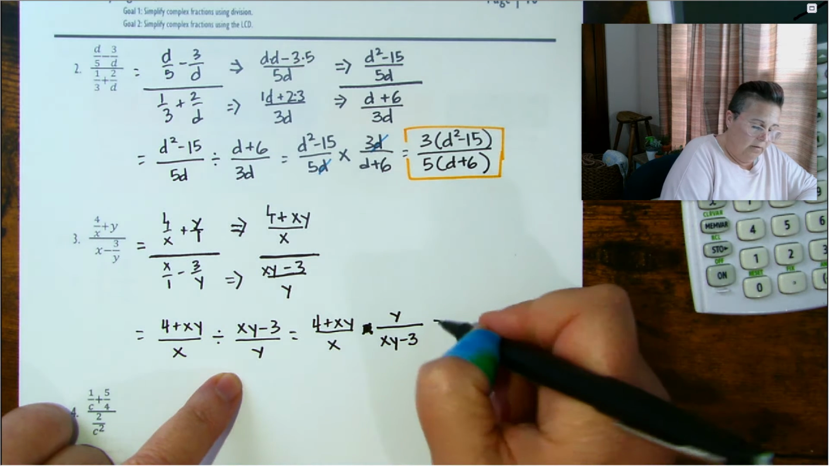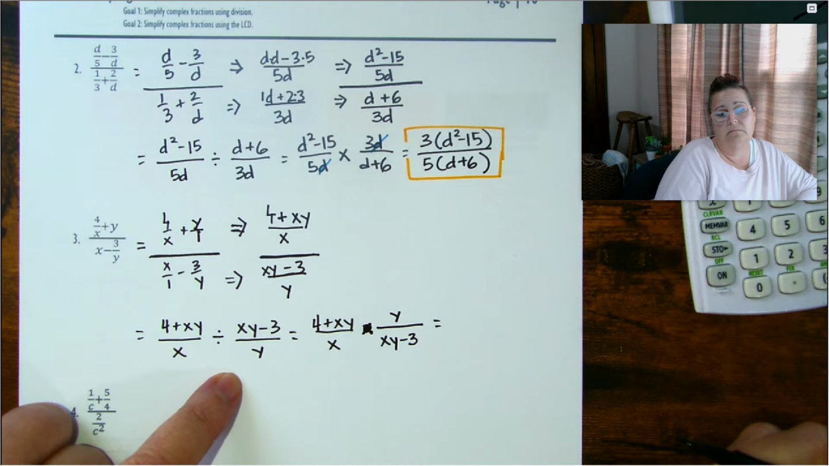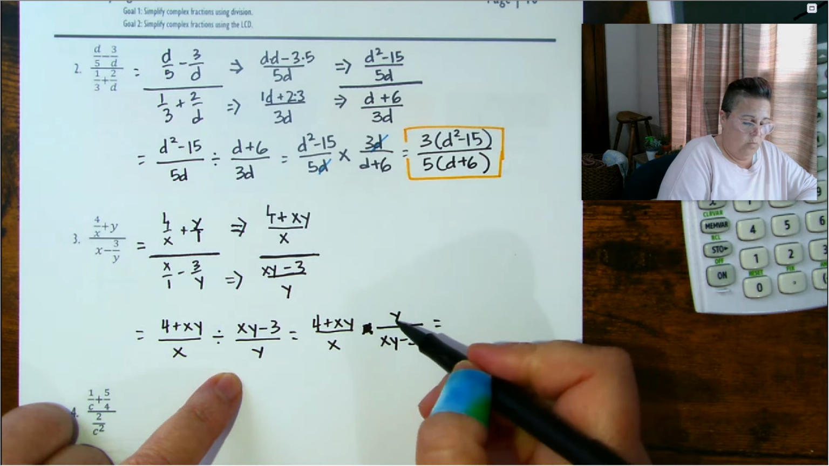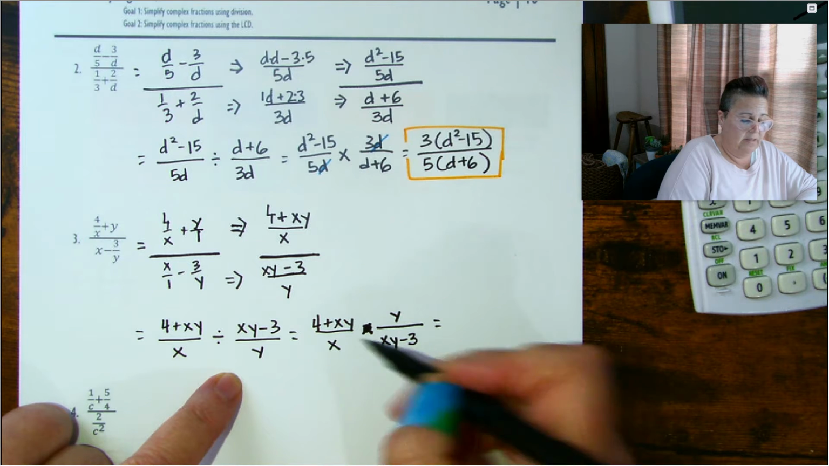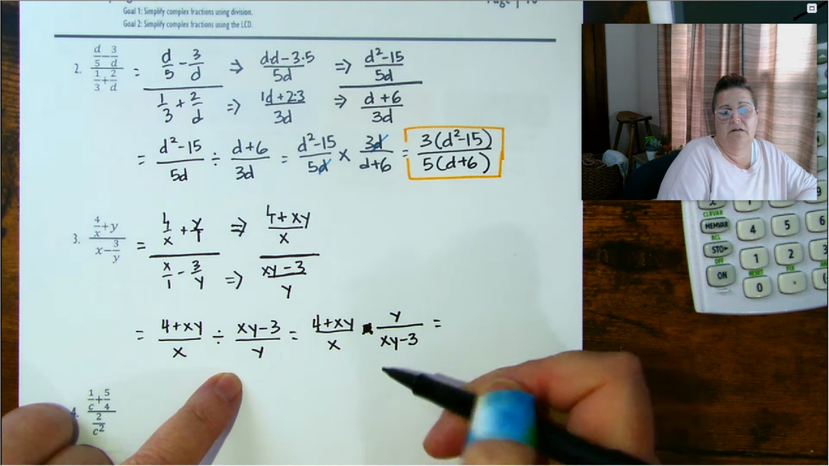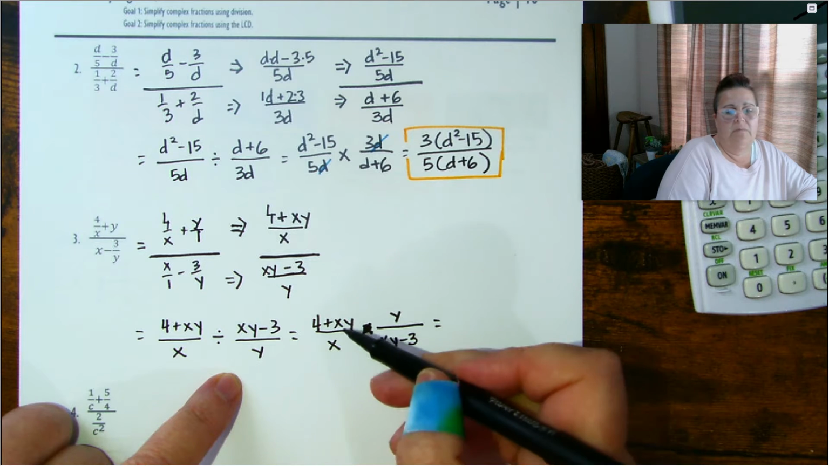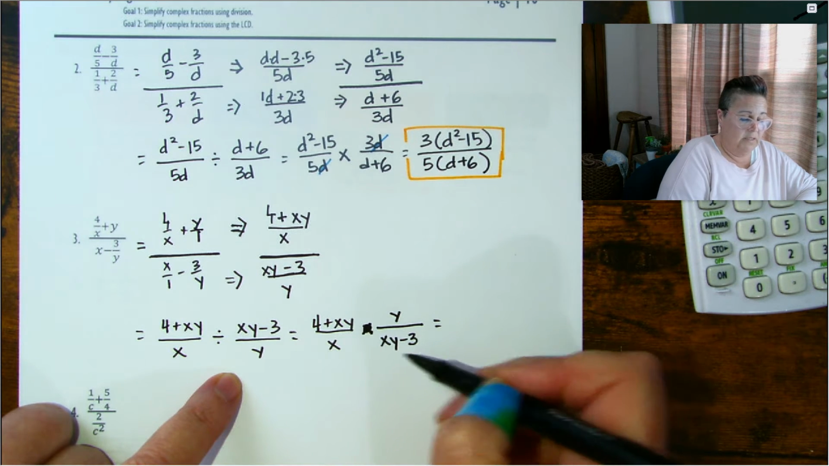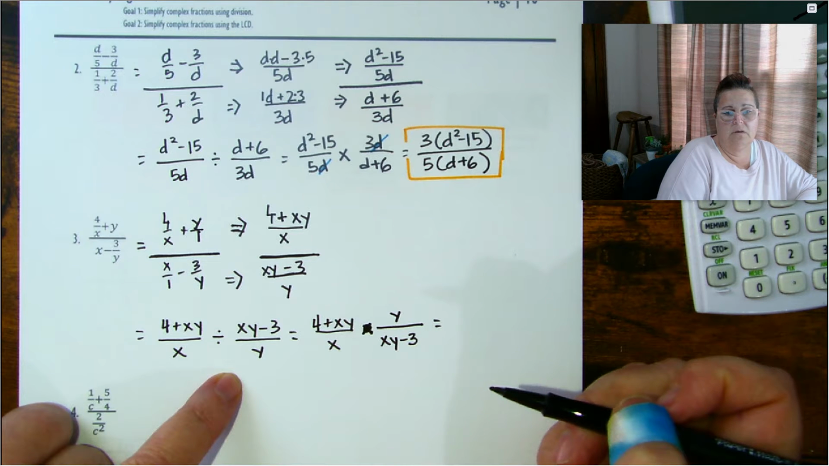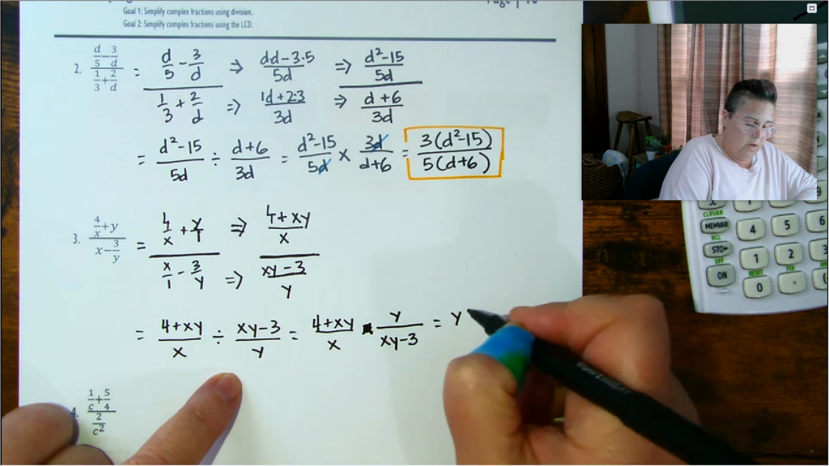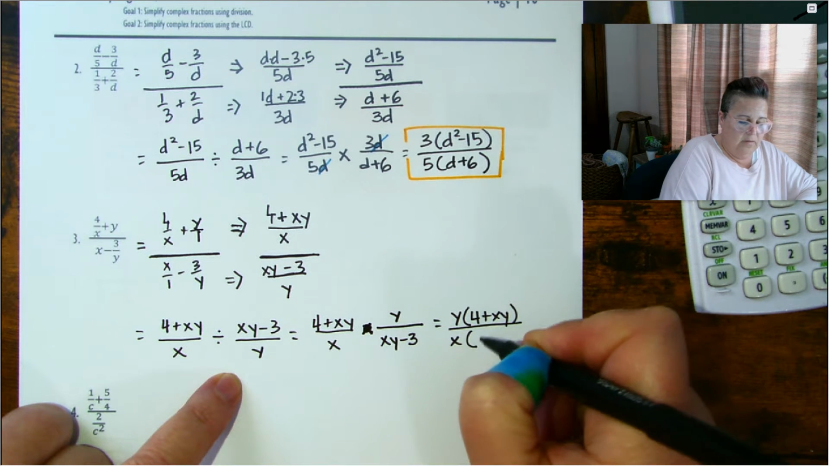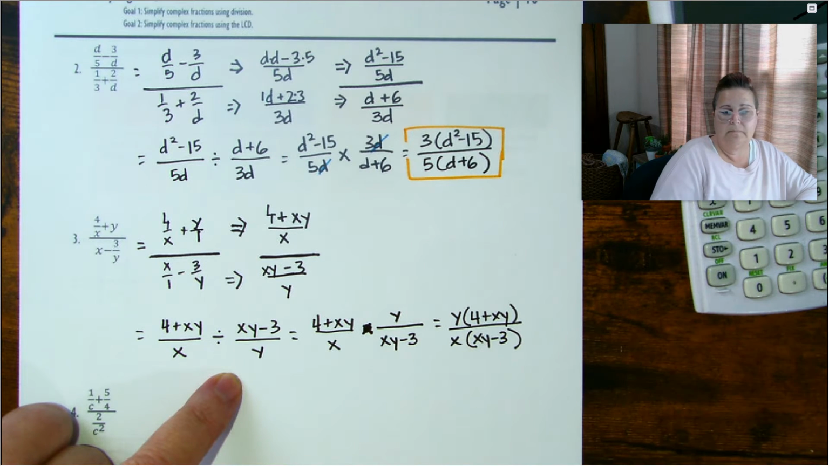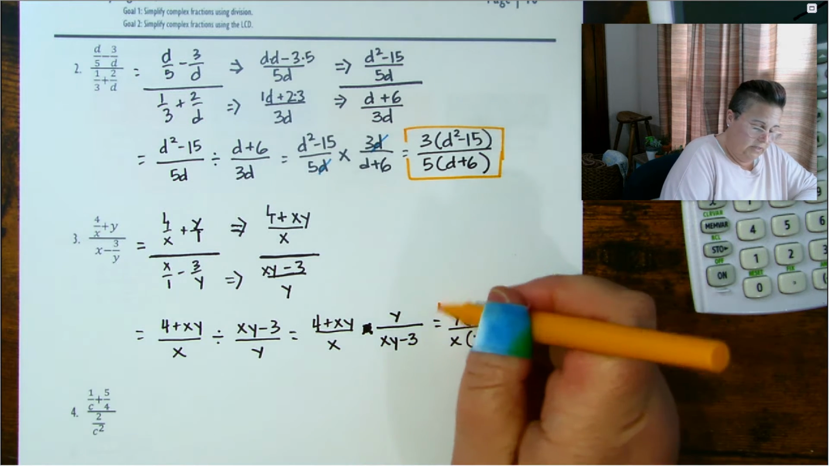Yeah. All right. Will anything cancel? Nothing's canceling. That y won't cancel with x. 4 plus xy, xy minus 3, these aren't exactly the same, so I can't cancel. I cannot just cancel partials, because these would be in parentheses. So they have to be exactly the same. They're different factors. So this would be y times 4 plus xy over x times xy minus 3. Nothing else cancels. This is as much as I can do.